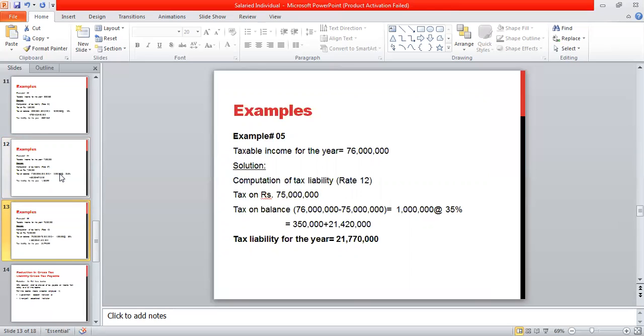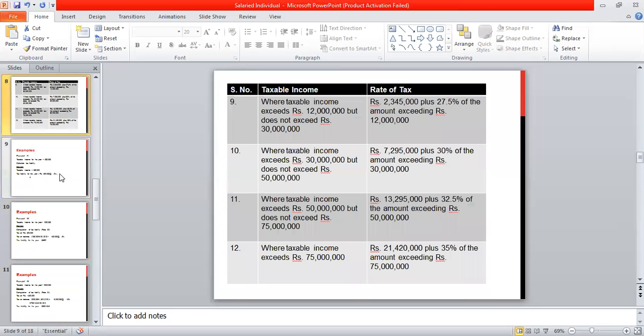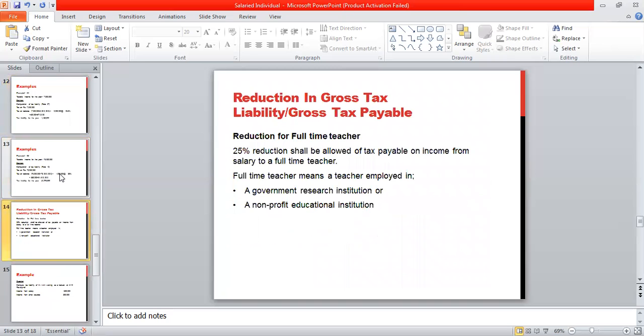The last example, I made this example from rate number 12. Taxable income for the year 76 million. Here, taxable income exceeds rupees 75 million. 21,420,000 is compulsory with 75 million, but when there is an increase in taxable income more than 75 million, we calculate 35% on that amount.